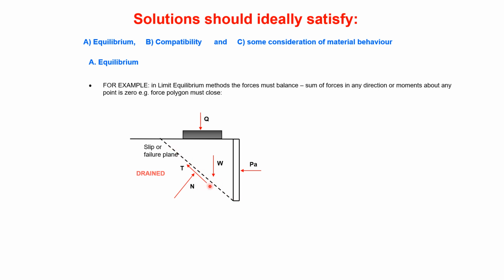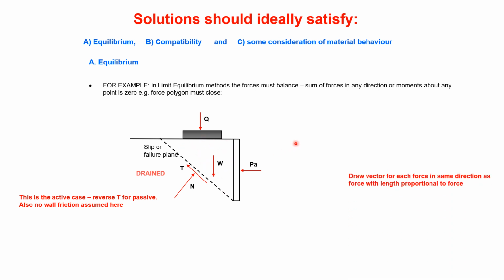So it's active, so the shear stress here on the failure plane is going that way. Don't forget, if you want passive, you've got to reverse that one. And this is a normal force on the shear plane. These are forces, not stresses. So the normal force would be something to do with the stress multiplied by the length, or integrated over the length. W is the self-weight of this block of soil. One thing I forgot to mention is that we've assumed in this little example no friction on the back of the wall.